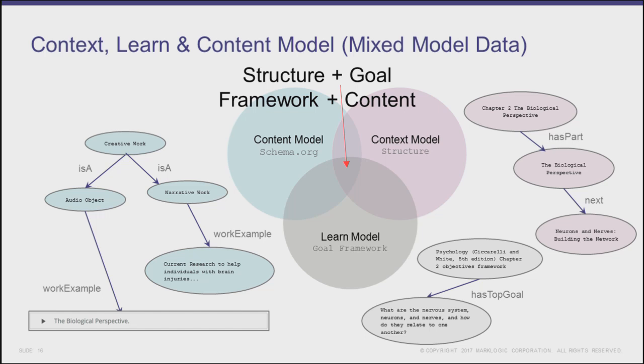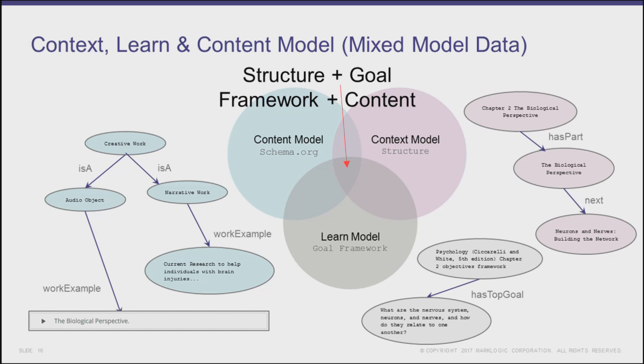So we want to be able to query at the intersection of these three models to determine what content will be useful to support Meredith in building a course and what will help Abigail meet her learning objectives. So there are these three domains that we need to model: content, context, and learn. And we'll look at them in a little bit more detail here.